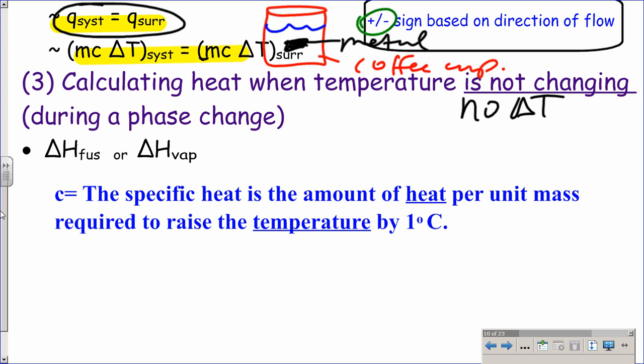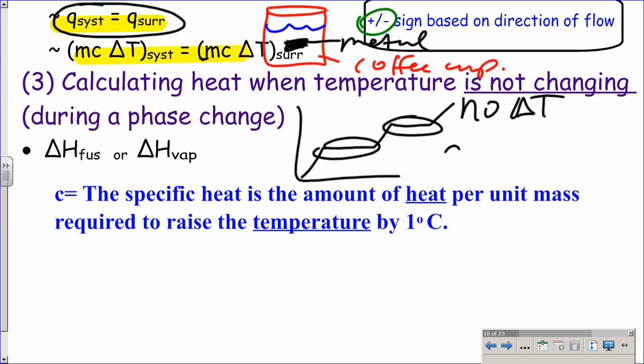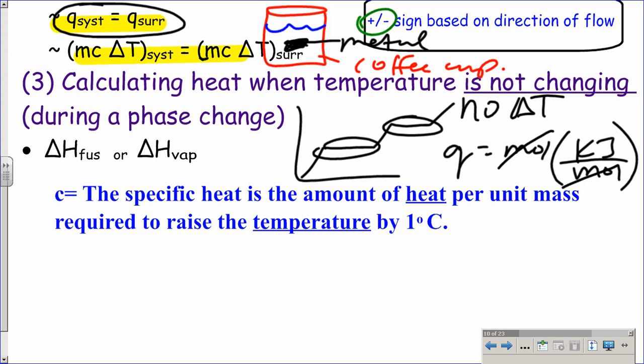So during a phase change on the plateau, remember the plateau over the heat curve? Right here? These are the phase changes. I can ask for the heat exchange, which is overcoming the IMFs. So the way you could do it is Q is equal to moles times delta H. The delta H must be in units of, and I'm going to erase it right here, kilojoules per mole. What cancels? In this example, what cancels? Moles. So what's the energy left? Kilojoules.